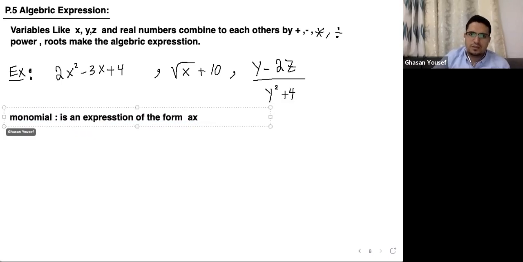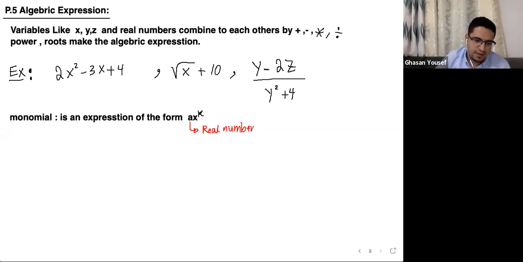Like x to the power k, the x here to the power k, and the a here is a real number, and the k here is a non-negative number. Non-negative. What's the meaning of non-negative number?